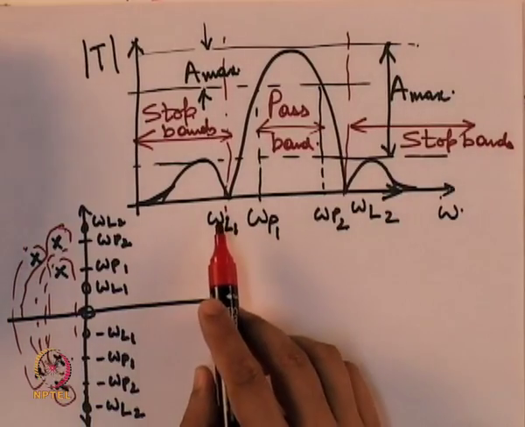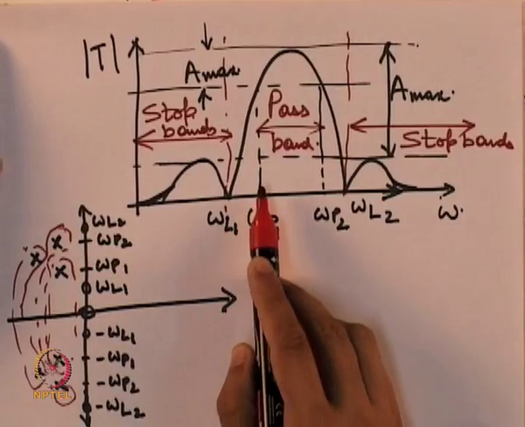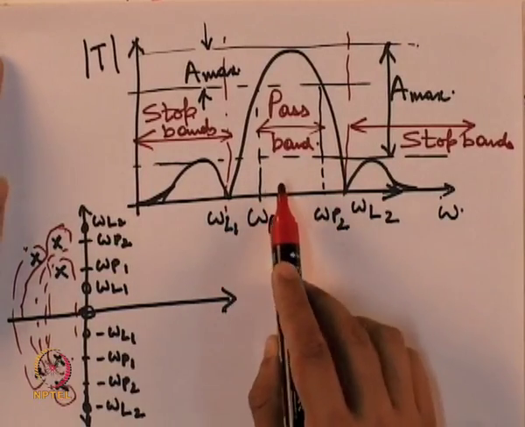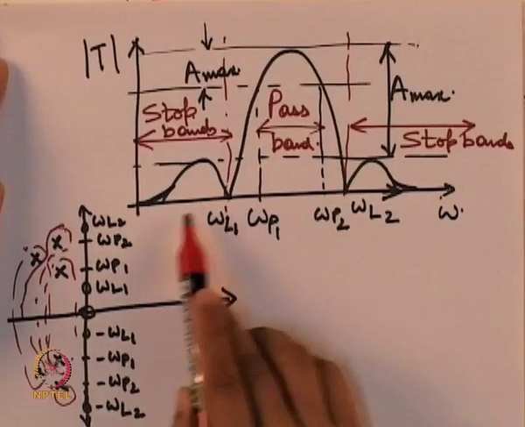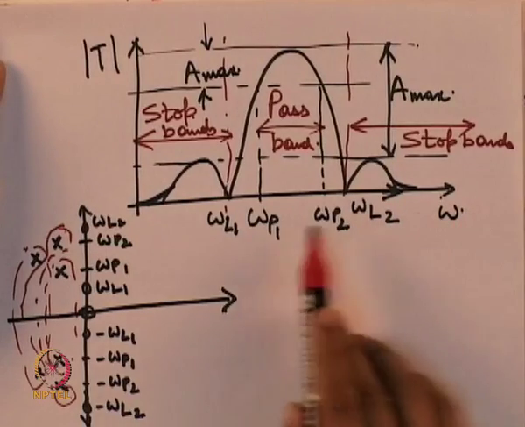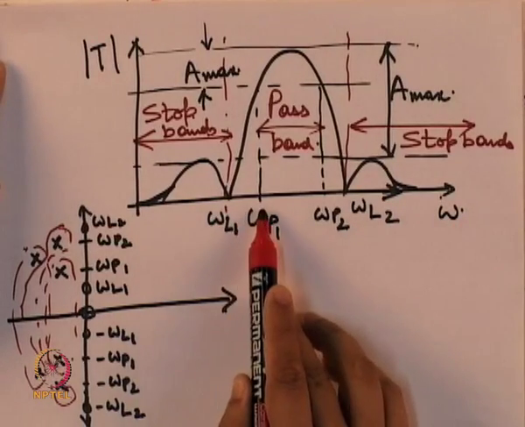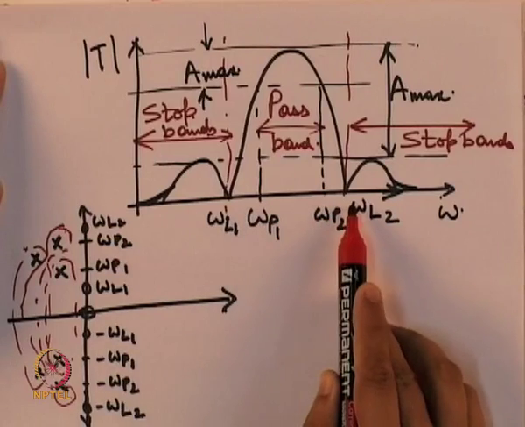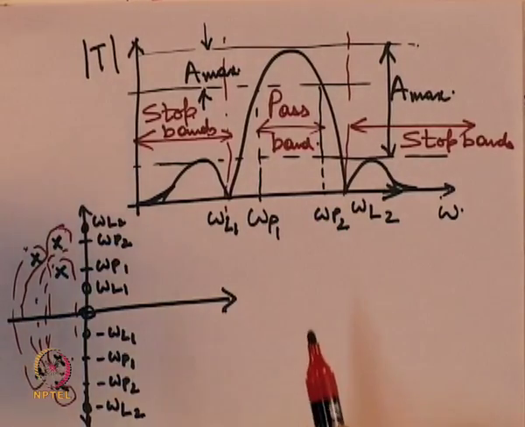I should correct my definition of the stop band. It is not all frequencies other than the pass band. The stop band frequency is from 0 to omega L1 and omega L2 to infinity, but the frequency ranges omega L1 to omega p1 and omega p2 to omega L2 are the undefined regions.